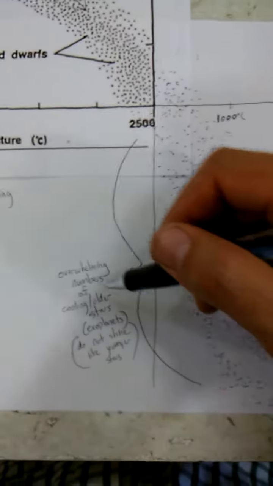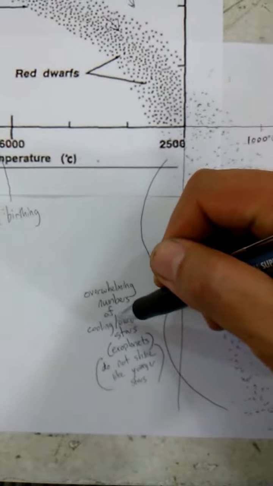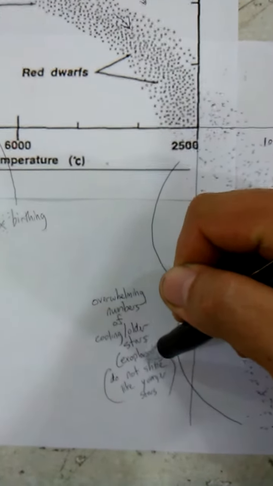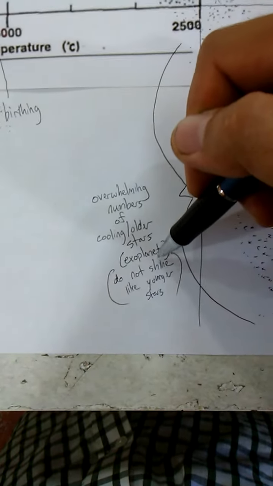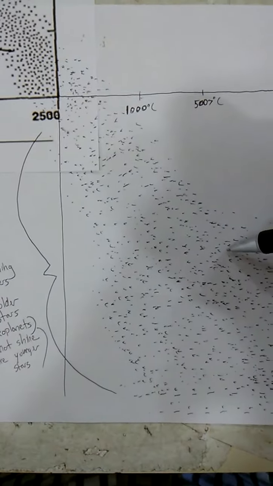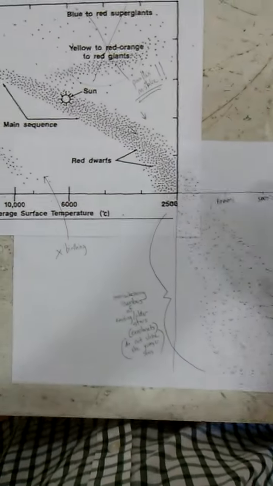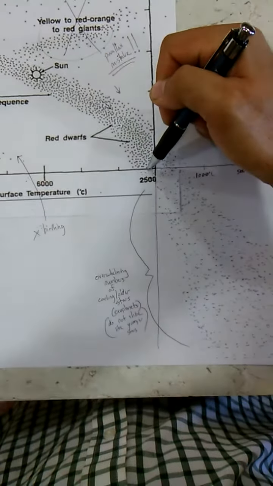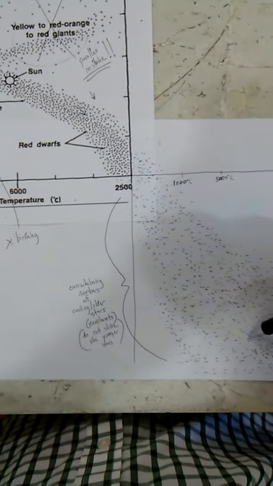Okay, you like my pen marks, hopefully. There's overwhelming numbers of cooling older stars, which are basically called exoplanets. They do not shine like younger stars. And that's the big gist of it. They're sitting here ignoring the majority of stellar evolution.